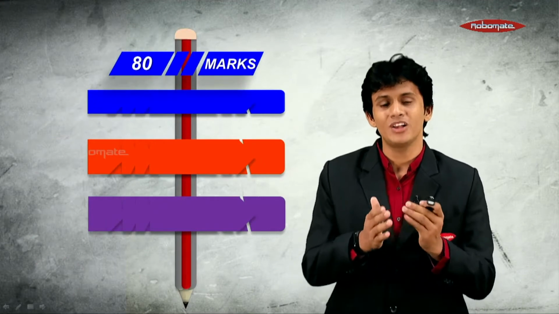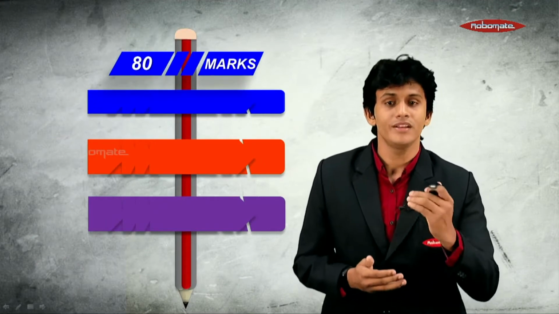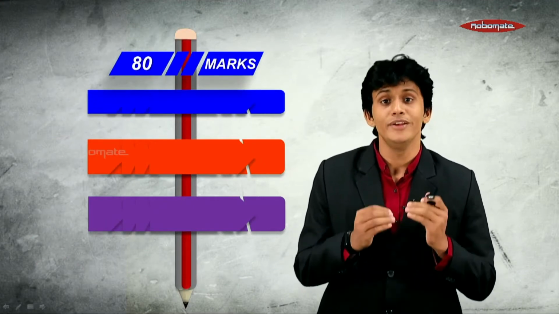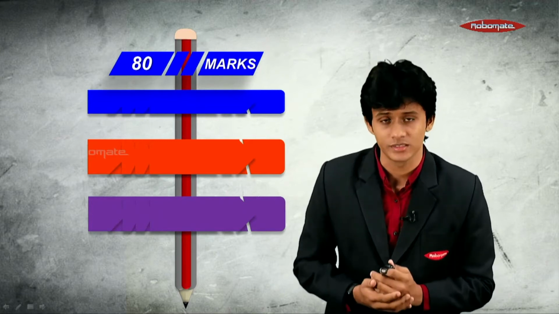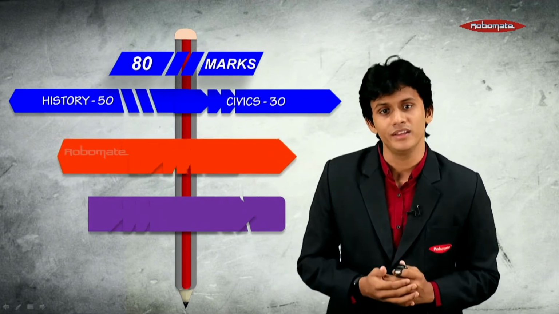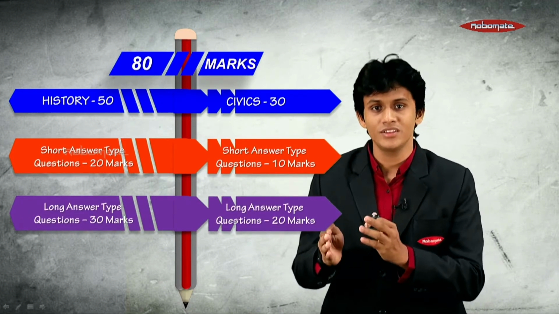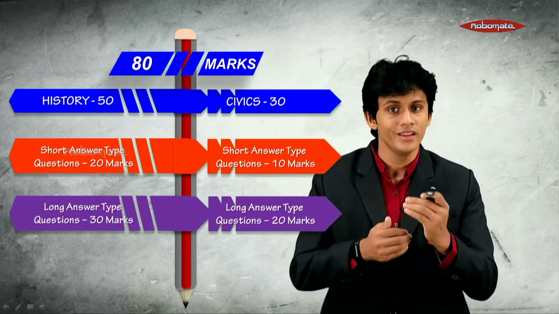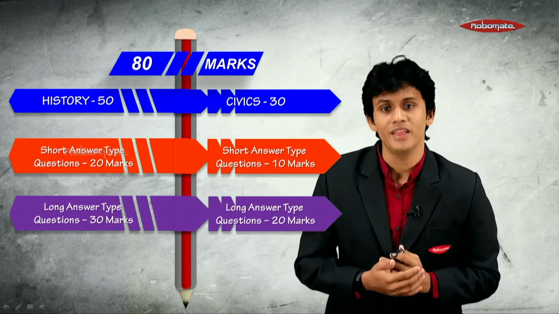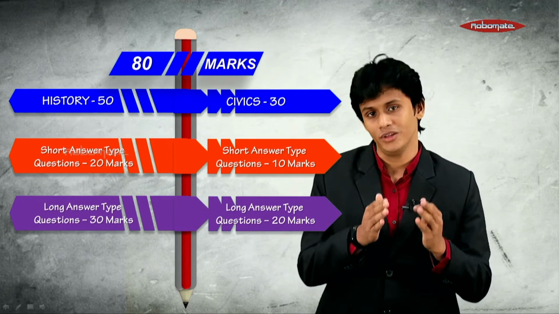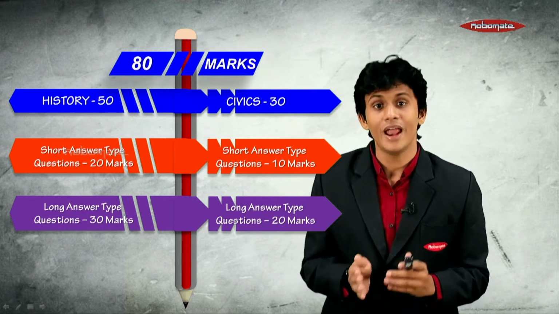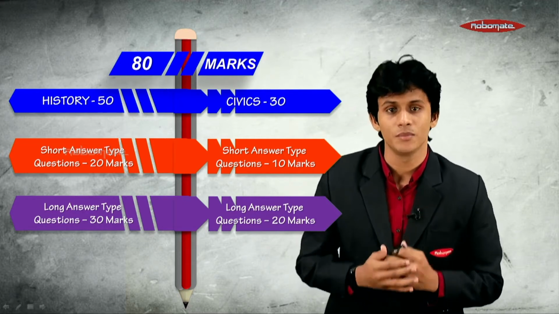When we talk about the marks weightage and marks division, please understand that in history we do not have any chapter-wise weightage. But if you observe clearly in your entire 80 marks question paper, you have the compulsory section and the optional section, which we have already discussed. Apart from that, your history section is for 50 marks and your civics section is for 30 marks.